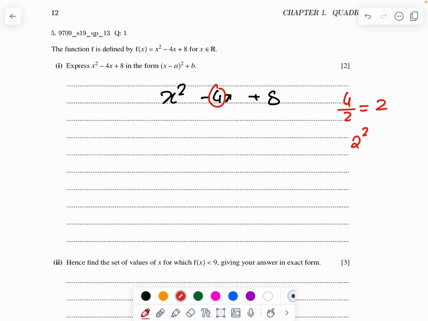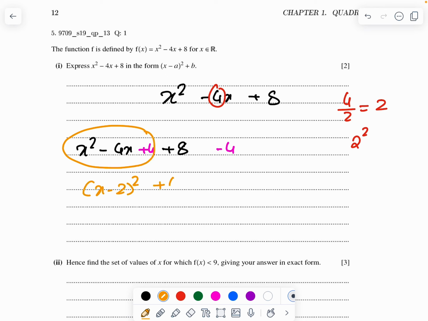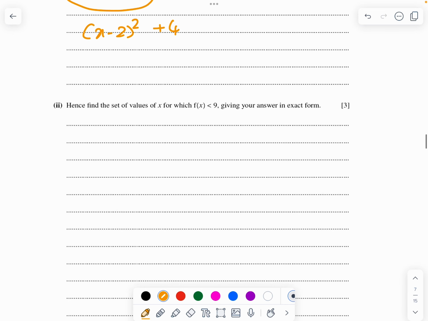So what am I getting? I will be getting x square minus 4x, adding 4 and subtracting 4, and this plus 8 is there as it is. So these three things can be written as x minus 2 whole square, and 8 minus 4 is 4. That's going to be the answer. Hence find the set of values of x for which f of x is less than 9. So x minus 2 whole square plus 4 is less than 9. X minus 2 whole square is less than 5.